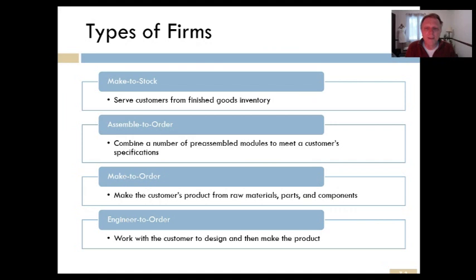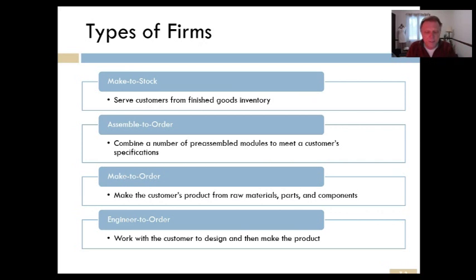So a make to stock would be something like when you go to the grocery store and you pick up a can of beans off the shelf. That was a make to stock item. Those beans, that can of beans, Bush's beans, for example, is a make to stock item. Bread that you pull off the shelf, milk that you pull off the shelf, they were made to stock. They weren't made to your specifications necessarily. They were made to stock to go on the shelf.